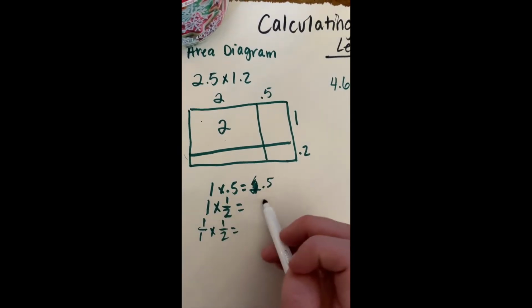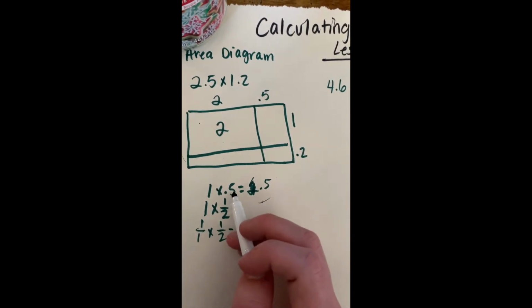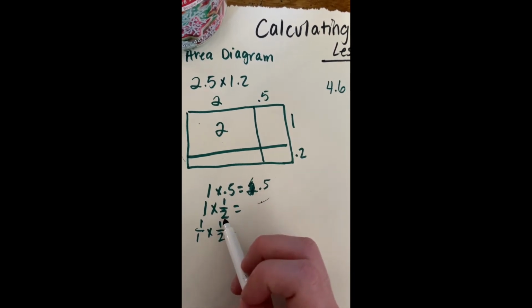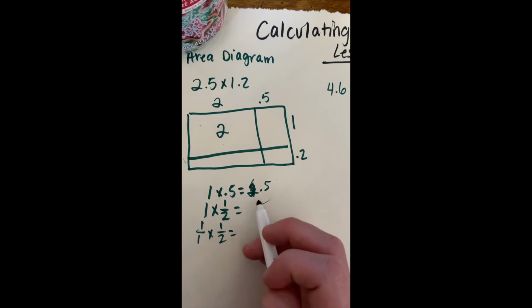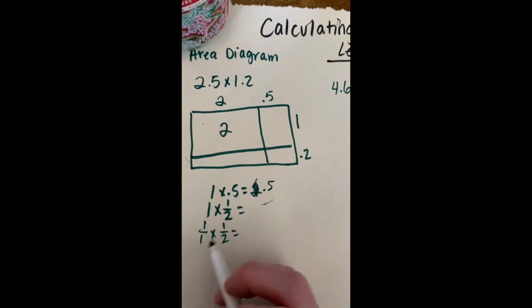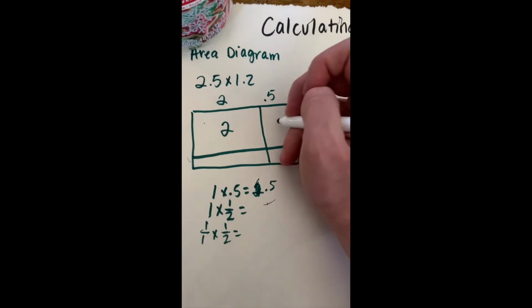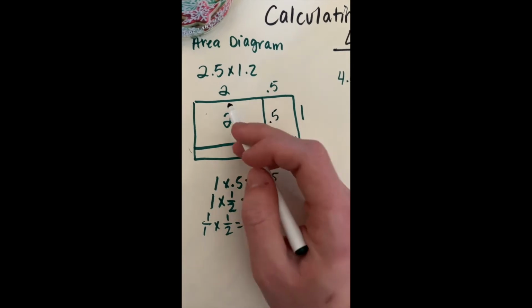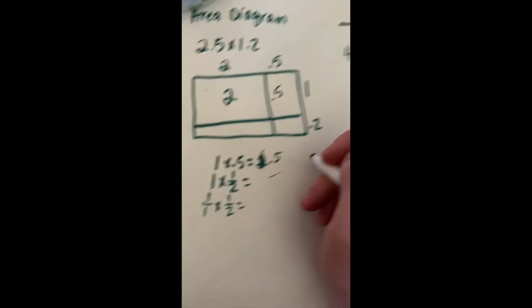So 1 times 0.5, it is 0.5. Remember, we can turn a decimal into a fraction because 0.5 is the same thing as writing 1/2, so 1 times 1/2 is 1/2. Or if you need that whole number as a fraction, 1 over 1 times 1/2 is also 1/2. So that is 0.5 right there. Then we come down to this. We have 2 times 0.2.